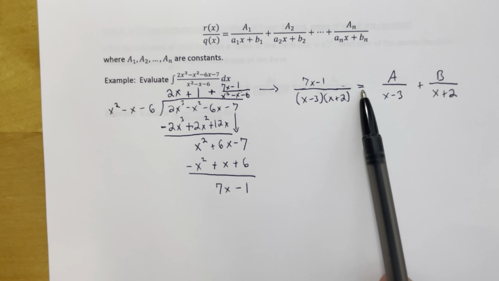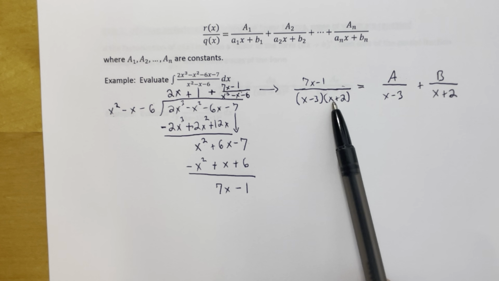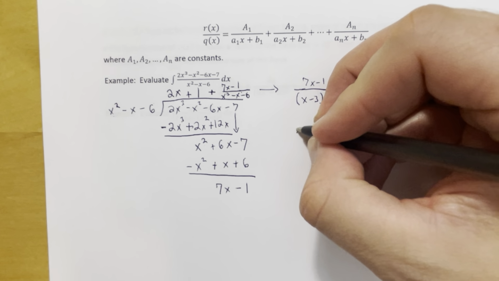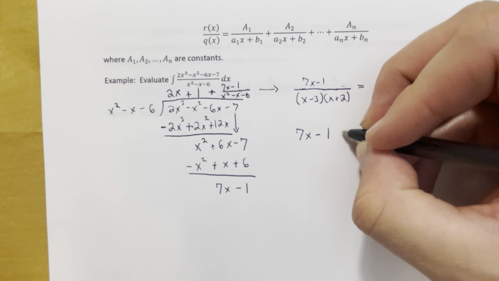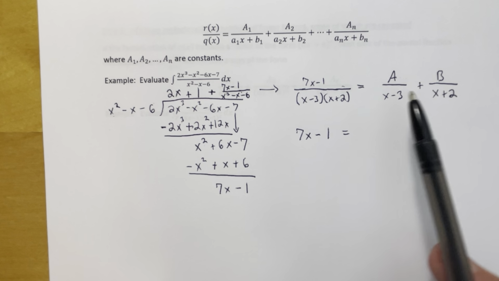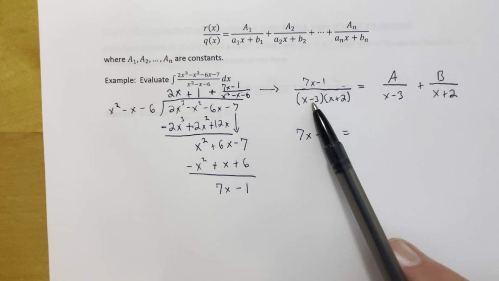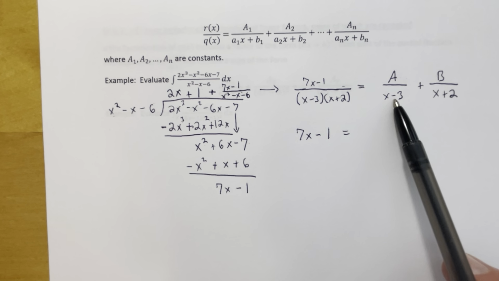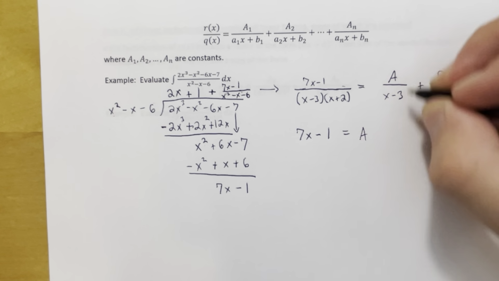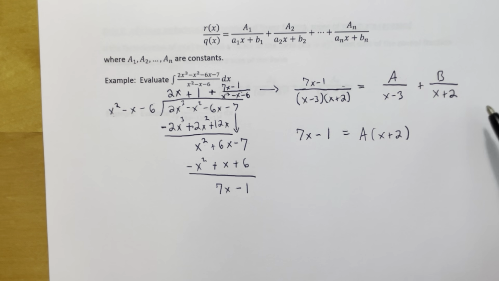So the first thing I'm going to do is clear the denominators. Notice I have an equation here, and I'm going to multiply both sides by x minus 3 times x plus 2, because that would eliminate this denominator right here and leave me with 7x minus 1, okay? But if I did that on the right-hand side, multiply this by both of these terms, in my first term, the x minus 3 that I'm multiplying by will cancel with that x minus 3, but I'll still have an x plus 2. So the A in my numerator times x plus 2 is what I'm left with.